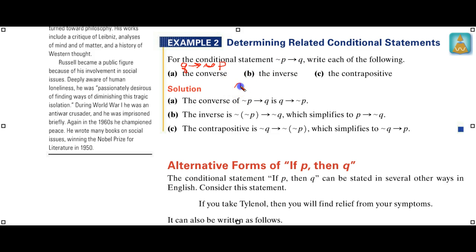So that would be not, and you'd have to put that in parentheses, not P yields not Q. And we see that. Now, two nots, I'm not sure you remember this, but two nots make it a positive. So this simplifies to this. So the opposite of a negative makes it a positive.